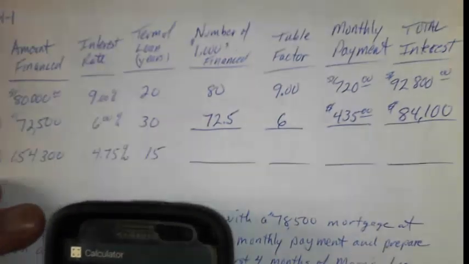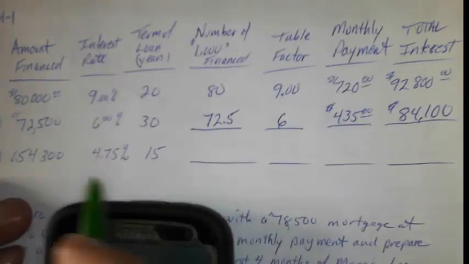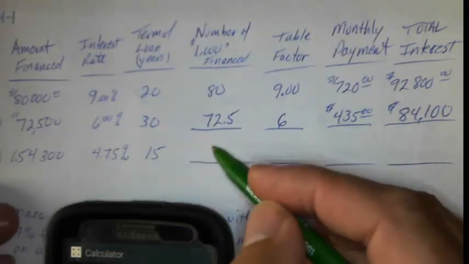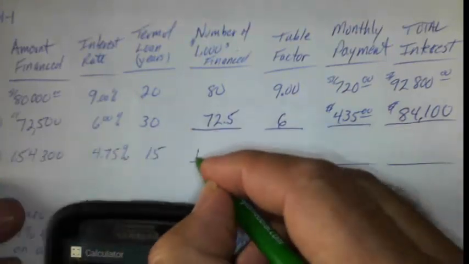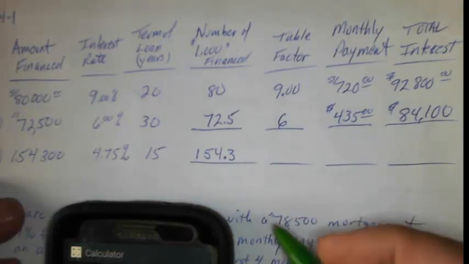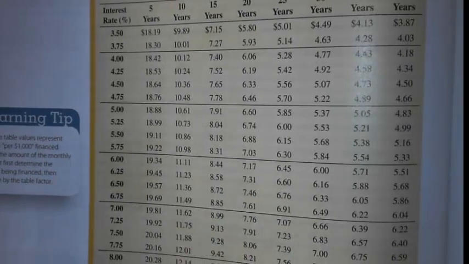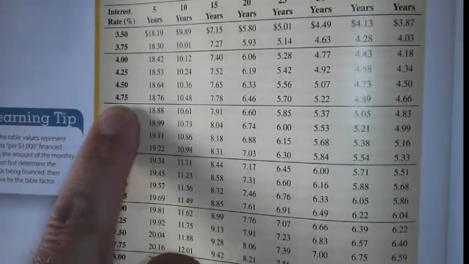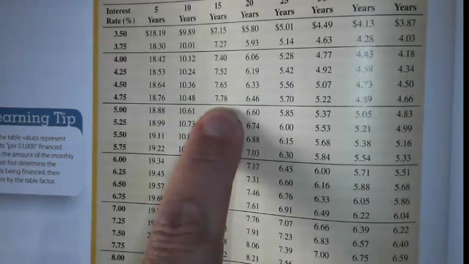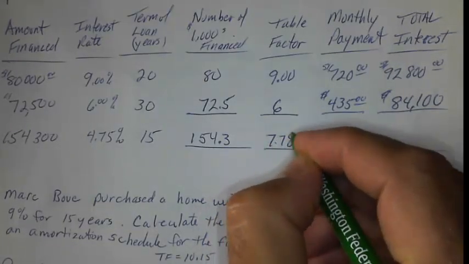Let's do one more. Make sure we know how to do the table, because we're going to do that through the whole section. So we would have amount financed, interest rate, term in years, number of thousand. Remember, we're just going to divide by 1,000. So 154.3. So now we need a table factor. So we have 475, 15. So let's go. So interest rate 475, 15, 7.78. Okay? So I'll write that here, 7.78.